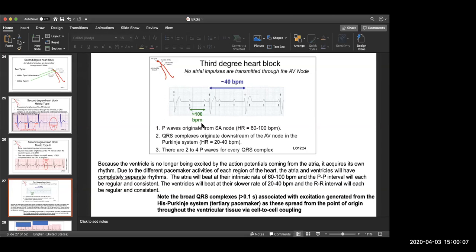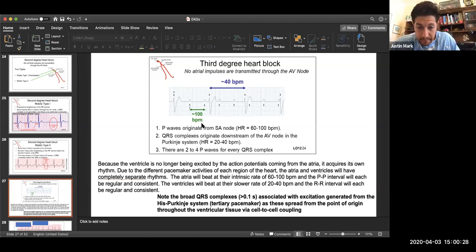I think that meant something else too. Depending on the third degree heart block, if the ventricular rate is higher, then you have something called AV dissociation. Whereas if the atrial rate is higher than the ventricular, so if you have more P waves, you have third degree heart block. If you have more QRSs, you have AV dissociation. It's just a naming thing.